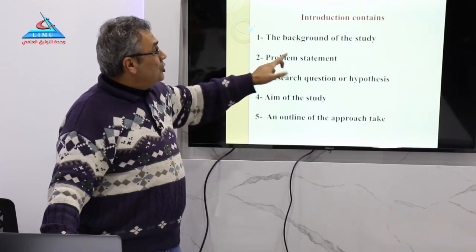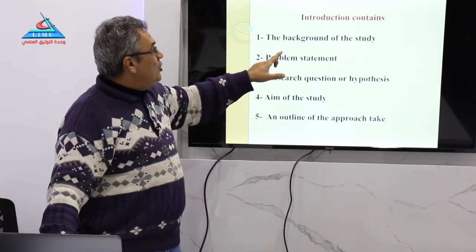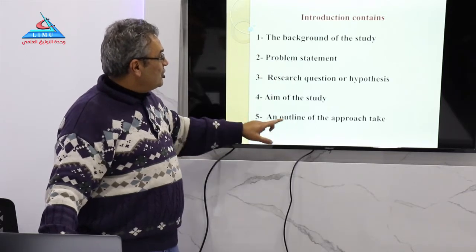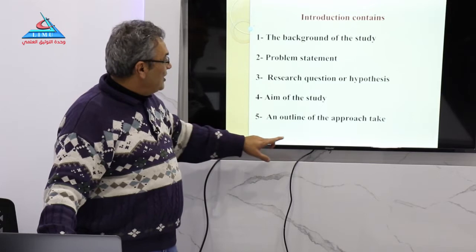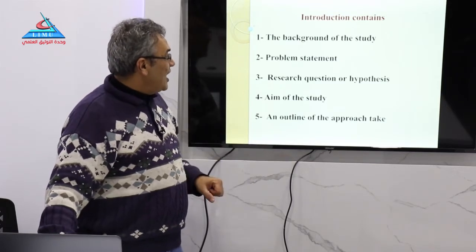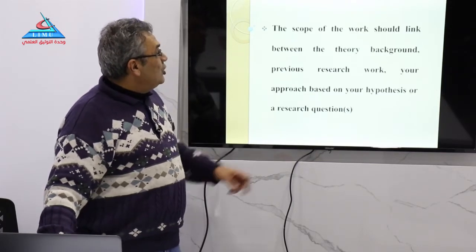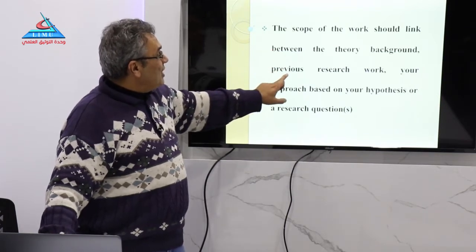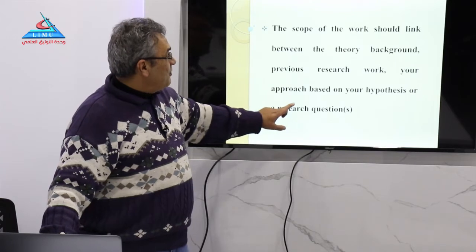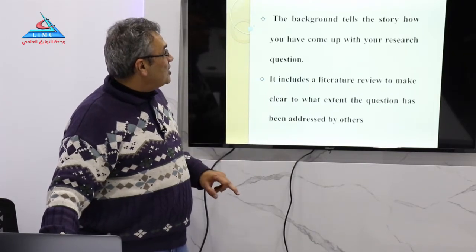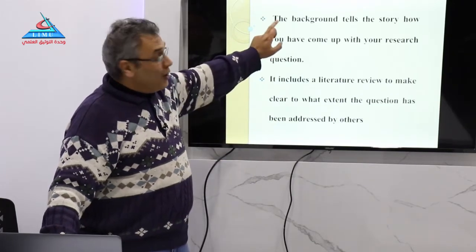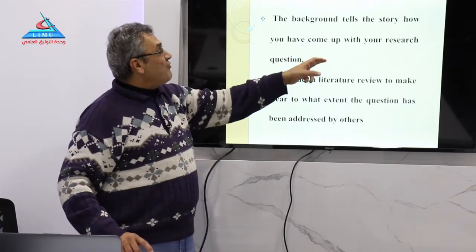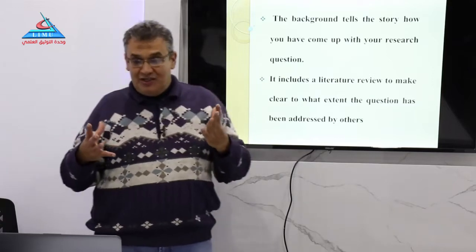So, what should a good introduction include? Background of the study, problem statement, research question or hypothesis or both, aim and objectives of the study, an outline of the approach taken. The scope of the work should link between the theory background and previous research and your approach, based on your hypothesis and research question. The background of the introduction should tell the story of how you have come up with your research question.